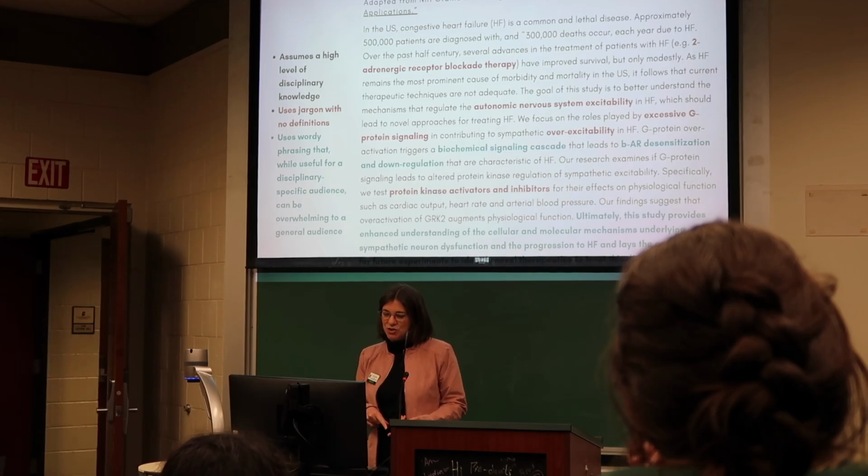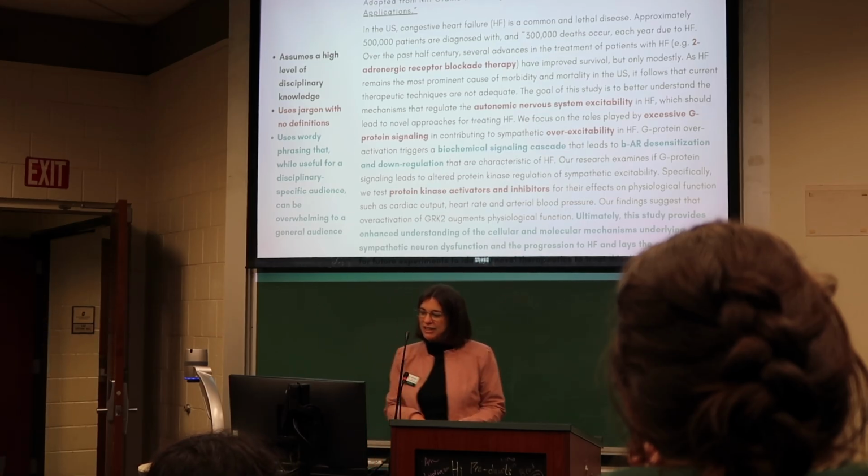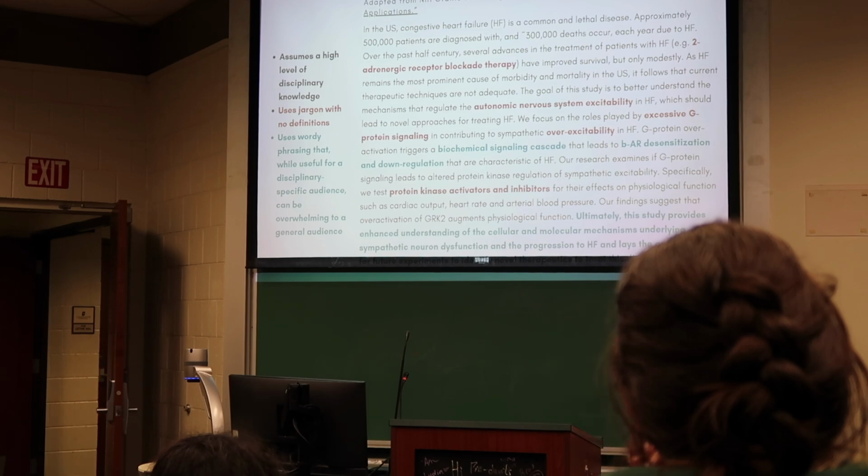So let's break this down a little bit. It does assume a pretty high level of disciplinary knowledge. Again, it is written well, so we can kind of figure out what it's meaning. But generally, to read this quickly, because abstracts should be able to be read pretty quickly, you enhance understanding of the cellular and molecular mechanisms underlying sympathetic neuron dysfunction and the progression to heart failure, and lays the groundwork for future experiments to identify novel therapeutics to treat this disease.